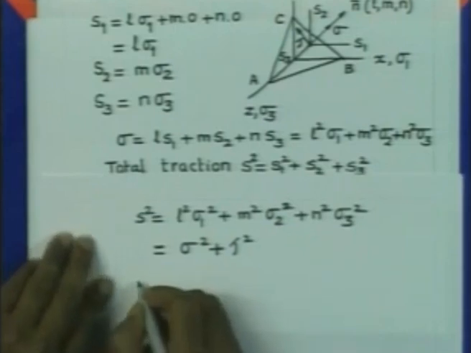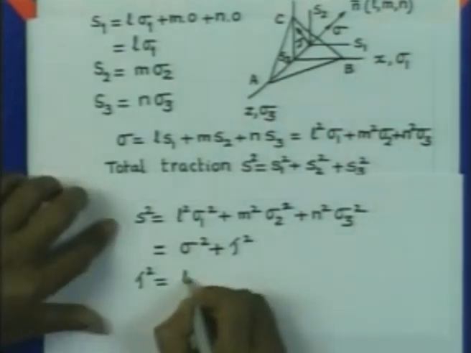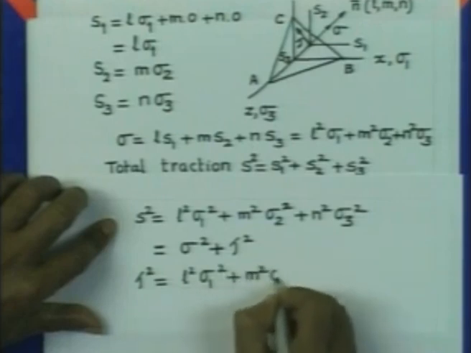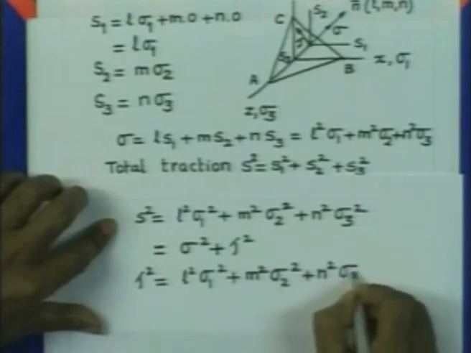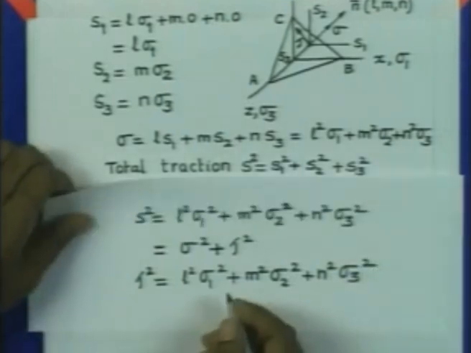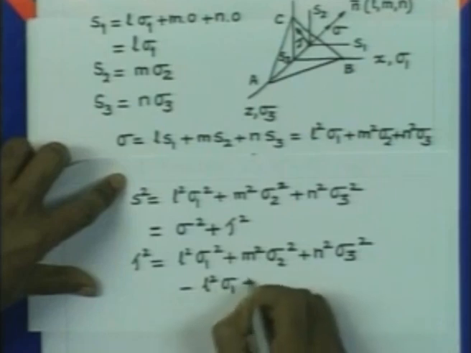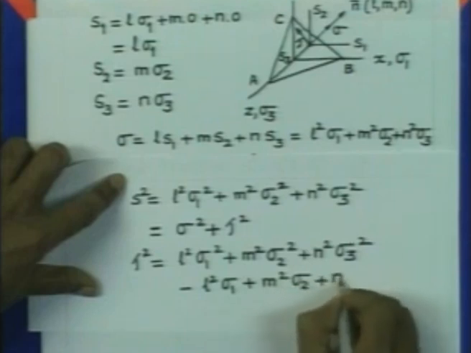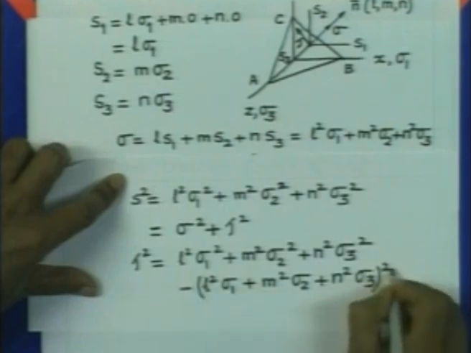So, we can now get the value of the shear stress, which is going to be given by tau square equal to L square sigma 1 square plus m square sigma 2 square plus n square sigma 3 square minus the value of sigma, which is L square sigma 1 plus m square sigma 2 plus n square sigma 3, and it is whole square.